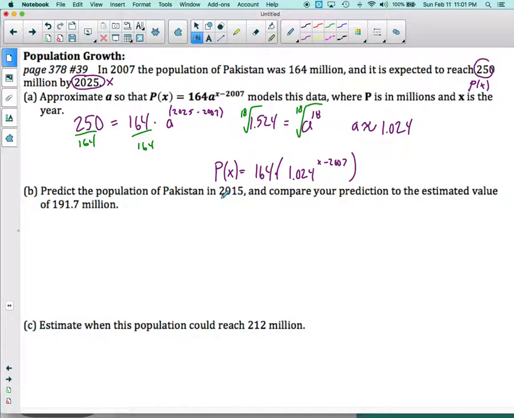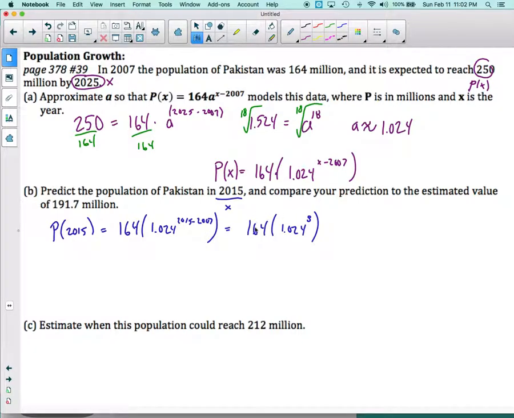And so in 2015, that's an x value. We'll save this other number for later; we're not going to use that. So we're going to use this value of x to figure out what's going on here. P of 2015 equals 164 times 1.024 to the 2015 minus 2007 power. Of course, that's 164 times 1.024 to the 8th power.